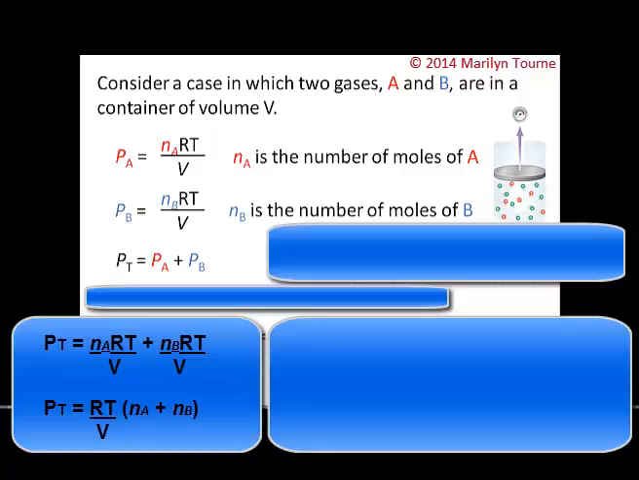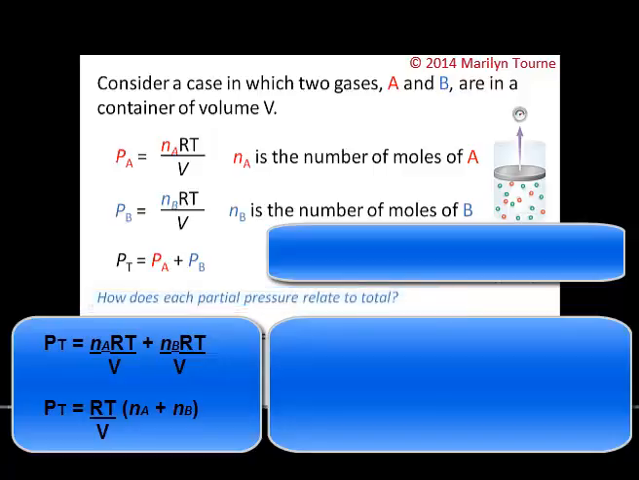So now, what if I asked you, how does the pressure of gas A relate to the total pressure of the system? So basically, I want to know how the pressure of one gas relates to the total pressure of everybody in that mixture. So I would take its PA divided by PT. Okay, so this is basically part over whole.